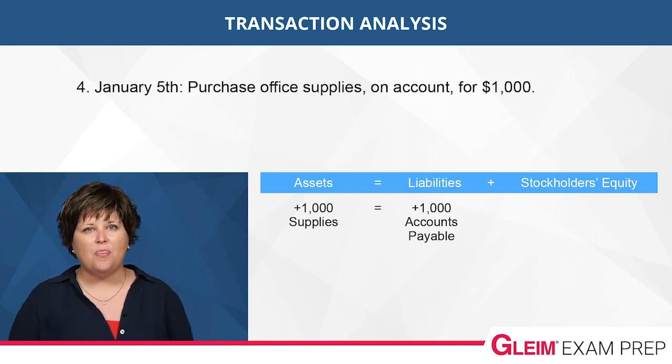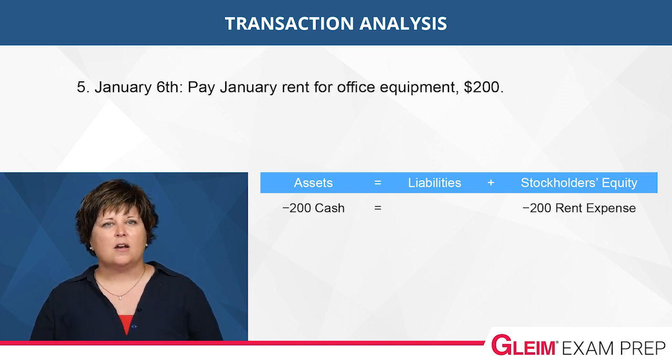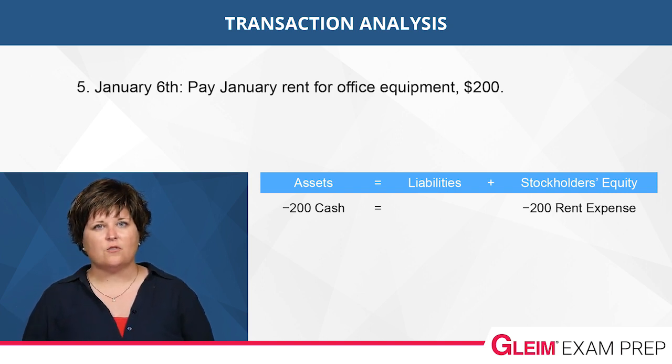We show a $1,000 increase to assets, specifically to the account supplies. The amount we owe our suppliers is called accounts payable, and we use that account to show the increase to liabilities. Number 5, on January 6th, we pay $200 rent for the month of January for office equipment.